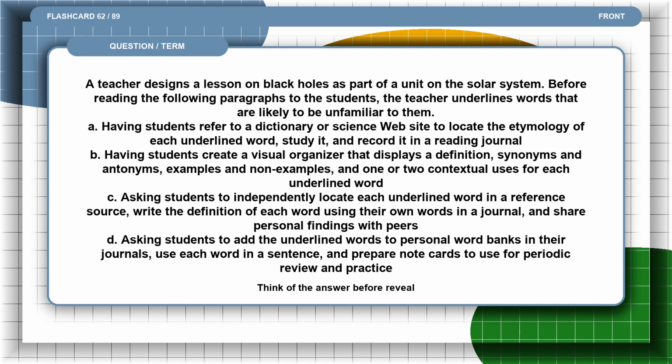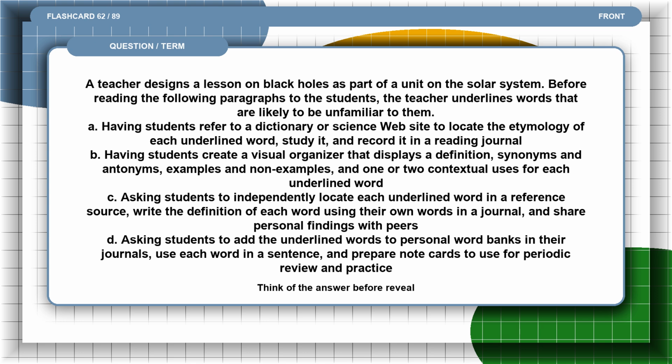Flashcard 62. A teacher designs a lesson on black holes as part of a unit on the solar system. Before reading the following paragraphs to the students, the teacher underlines words that are likely to be unfamiliar to them. A. Having students refer to a dictionary or science website to locate the etymology of each underlined word, study it and record it in a reading journal.